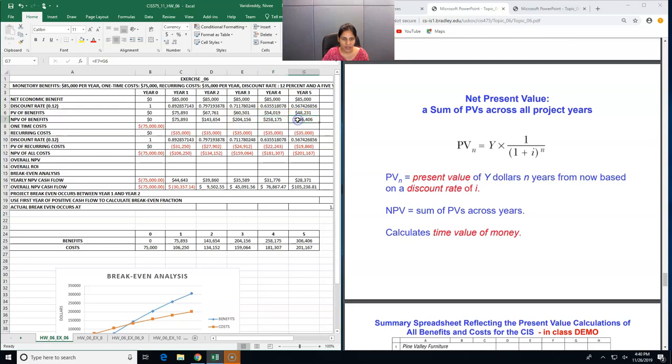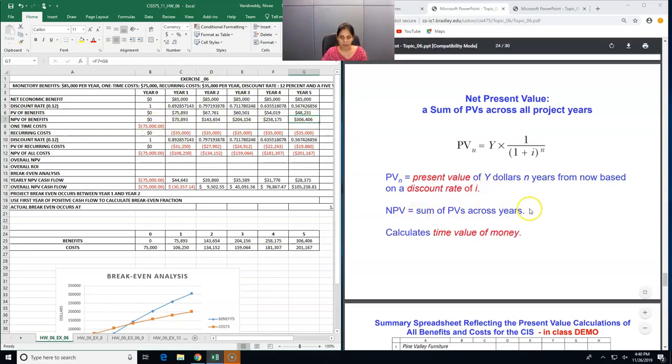And finally, for year 5, it will be the sum of all the values up to year 4 and the present value of year 5. This is how we have arrived at the net present value of benefits for all the years, like overall net present value. So as we can see once again, it's the sum of PVs across years.